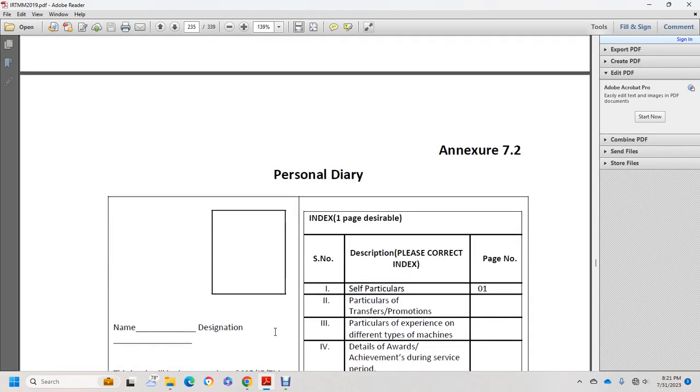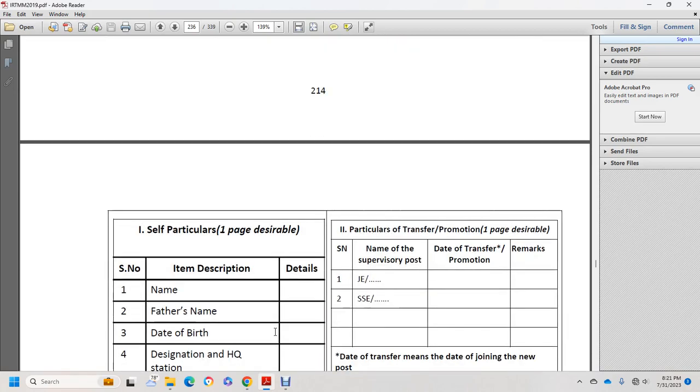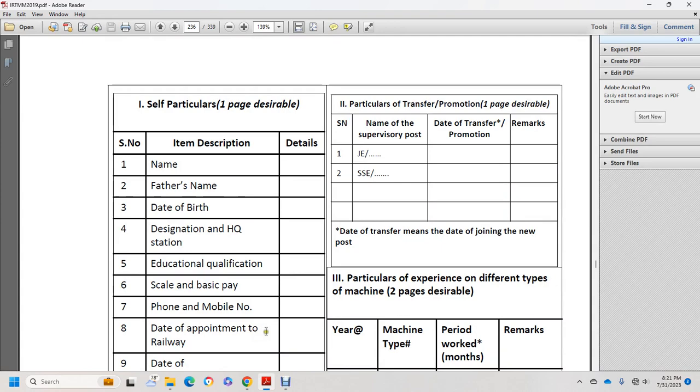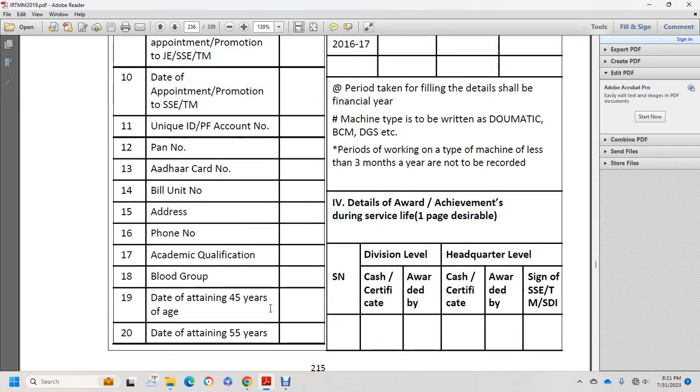Personal diary. Part 1, self particulars. 2, particular experience with different types of machine, 2 pages desirable: years, machine, period, work, remarks. Details of awards and achievements during service life, 1 page desirable.